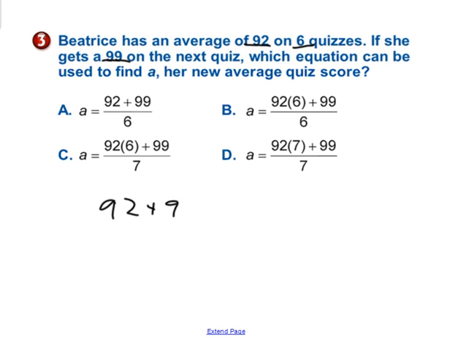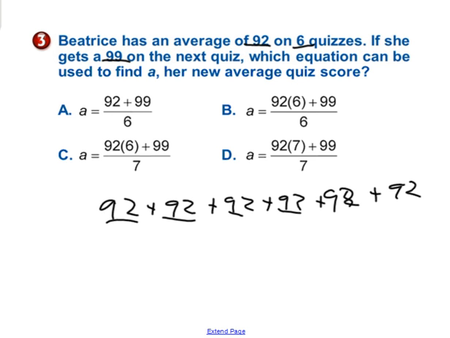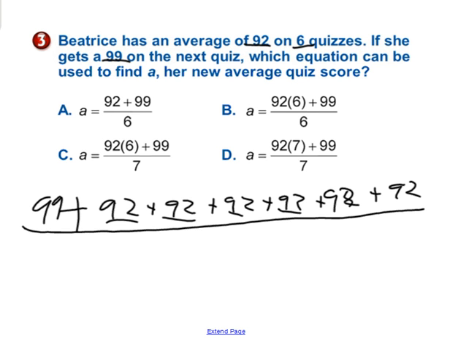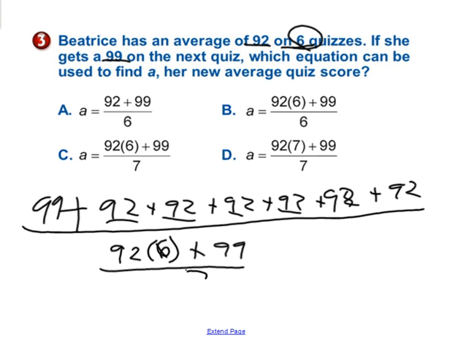So she kind of got 92 plus 92 plus 92 plus 92. That's 1, 2, 3, 4, 5, and 6. She's got 92 6 times, and we're going to add 1 more, a 99. Well, how would we find the average of all those? We would add up all of this in the numerator, and it turns out to be 92 times 6 of them, because there's 6 entries, right? 6 quizzes, 92 times 6 plus the 99, but it's divided by 7 then.